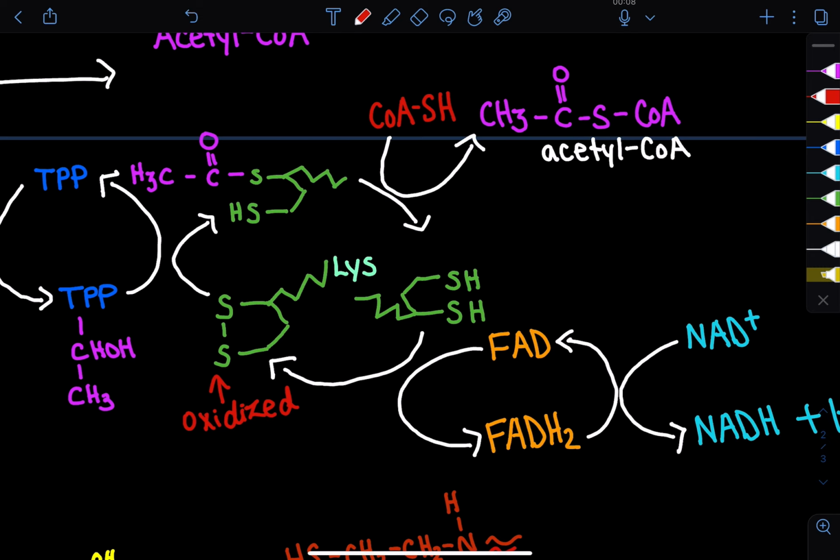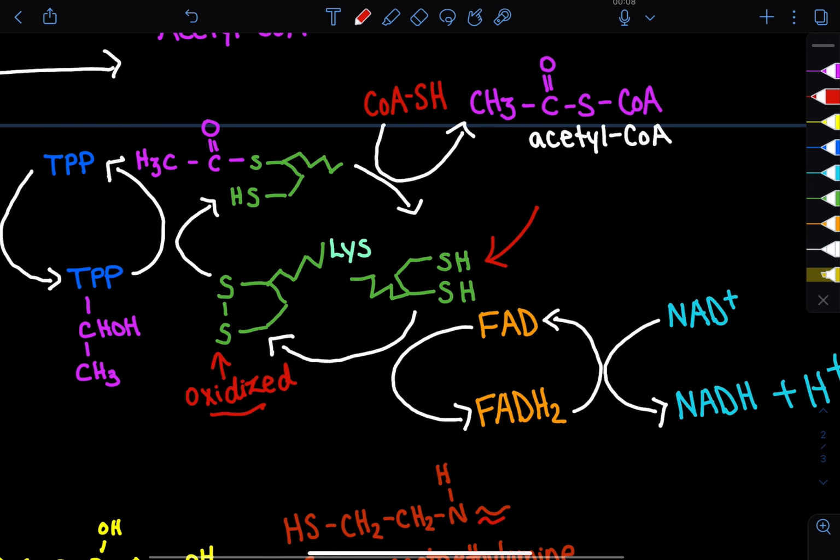And now we have to think back and remember, whenever we use enzymes, we want to regenerate that enzyme because we don't want to alter the enzyme. We don't want to use it up. We have to regenerate it. It has to become exactly what it was in the beginning. And we can see over here that lipoate is in its reduced state, and we have to oxidize it so that it can be ready to pick up another acetyl group. How are we going to oxidize it?